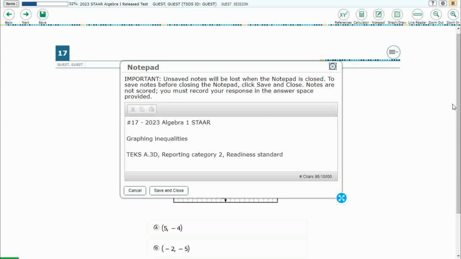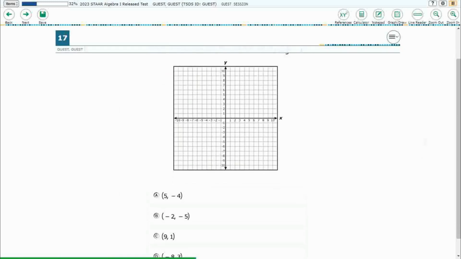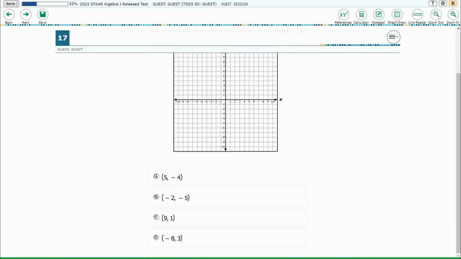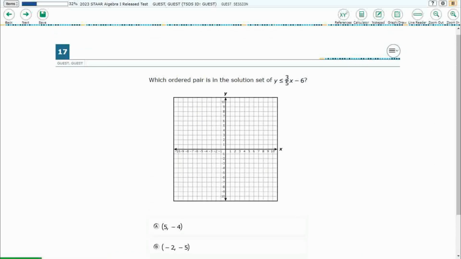For number 17, we are looking at graphing inequalities. This is TEKS 8.3D, reporting category 2. This is a readiness standard. We simply need to graph this inequality. They've given us a nice graph there, and then we need to find which ordered pair is actually in that solution set. So how do we graph this?